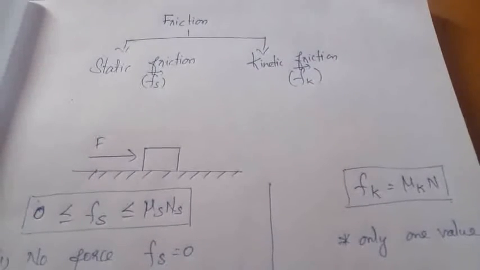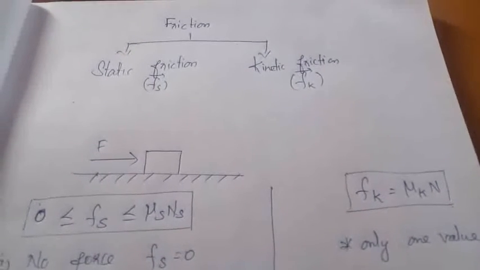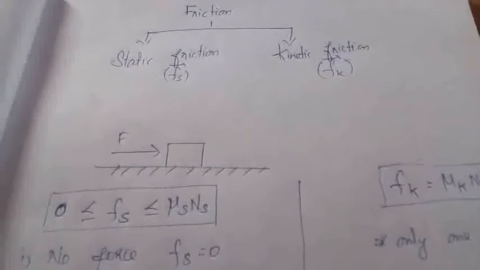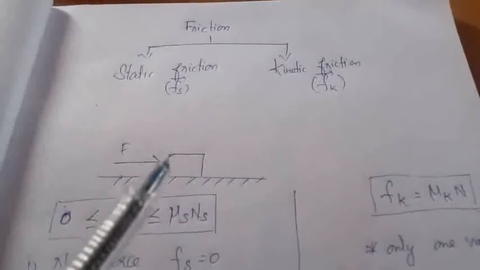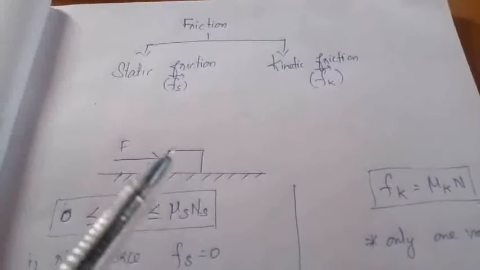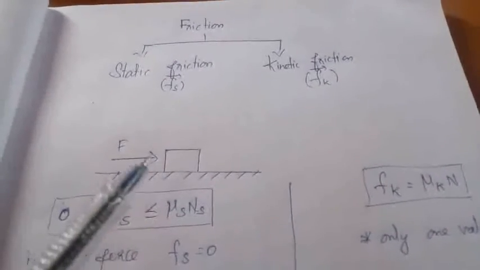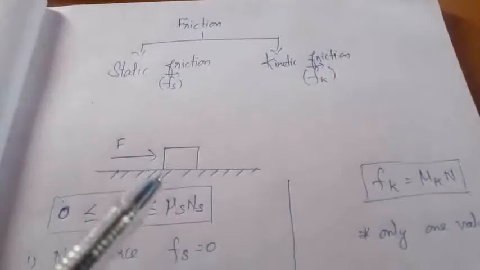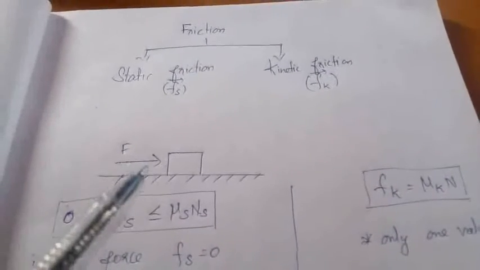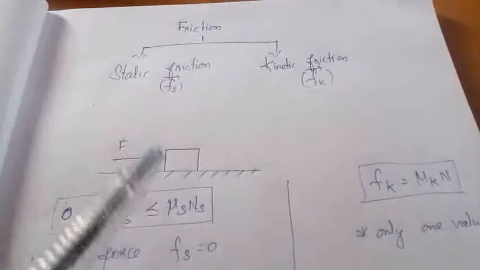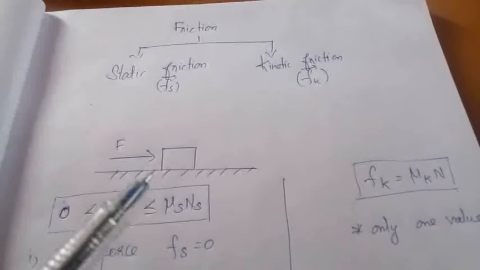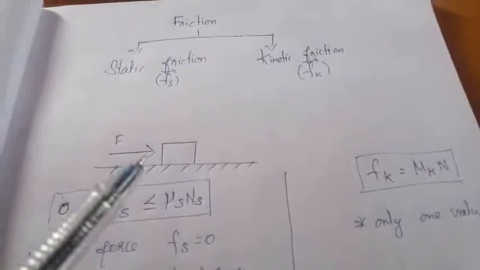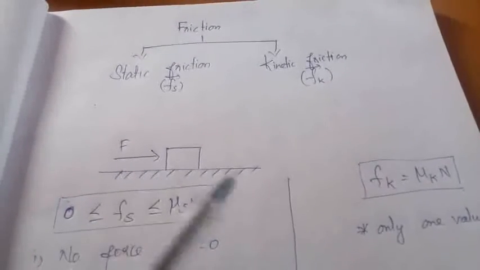This friction has two types. One is static friction, another one is kinetic friction. Static friction means when we give force on the object, it does not move. The object moves when we give force on the friction area, that is kinetic friction. Static friction means the object does not move on the friction area. Kinetic friction means the object moves on the friction area.